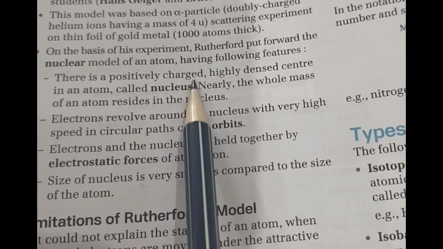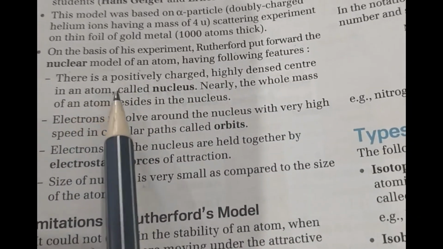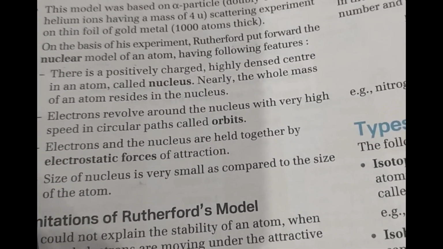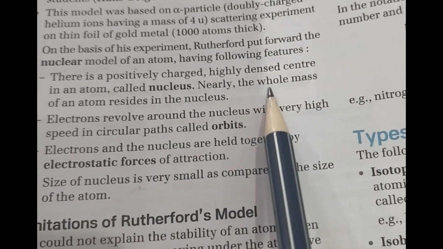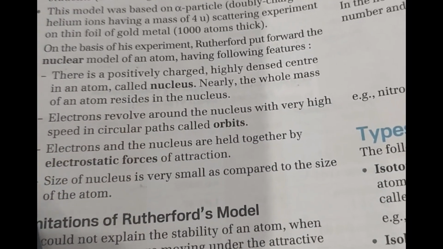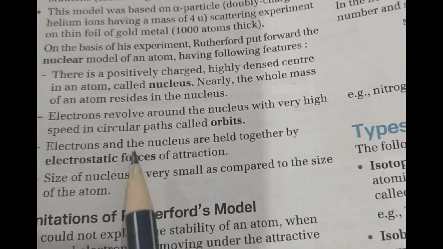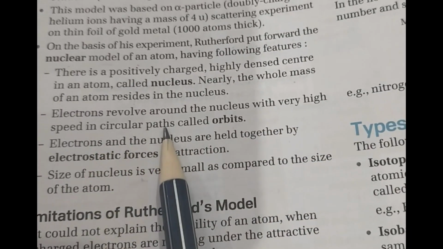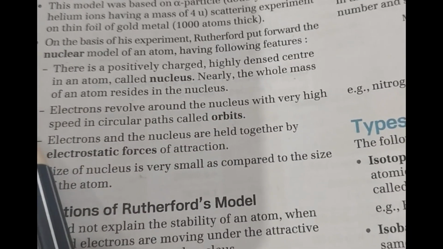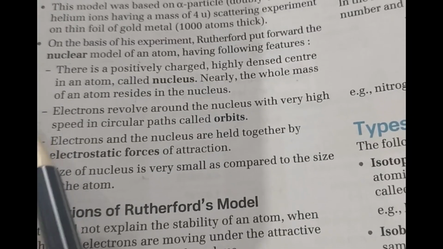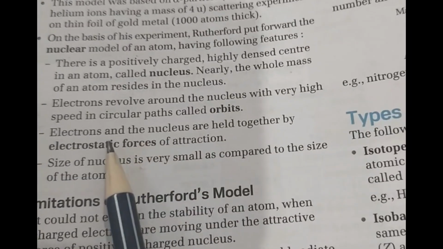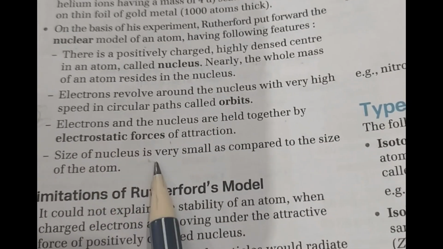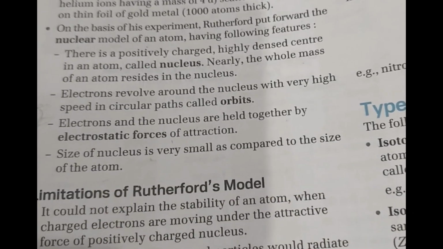There is a positively charged, highly dense center in an atom called the nucleus. He said there is a nucleus which is entirely positively charged. Nearly the whole mass of the atom resides in the nucleus. Electrons revolve around the nucleus with very high speed in circular paths called orbits. These electrons keep revolving in them. Electrons and nucleus are held together by electrostatic forces of attraction. The size of the nucleus is very small as compared to the size of the atom.